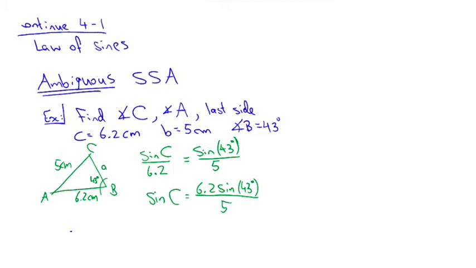Can I get some calculator? What'd you say? 0.81... 84. Go one more decimal place. 0.846. So you get sine of C is equal to 0.846. Great! Except for one problem. That's the sine of C. What do I really want? C. How do I find C?